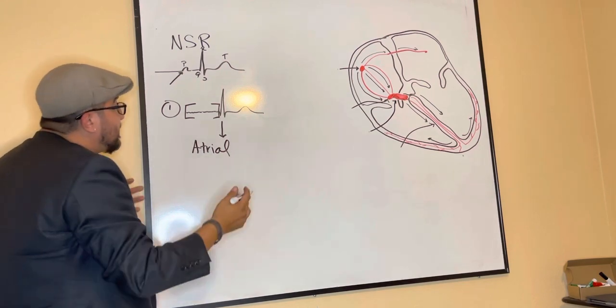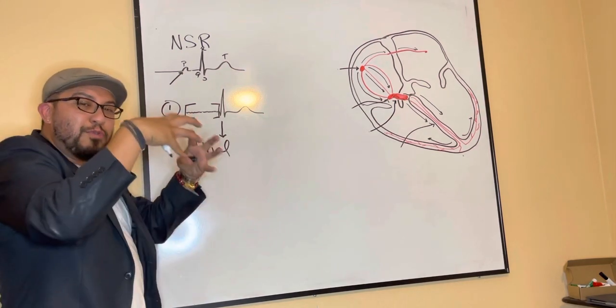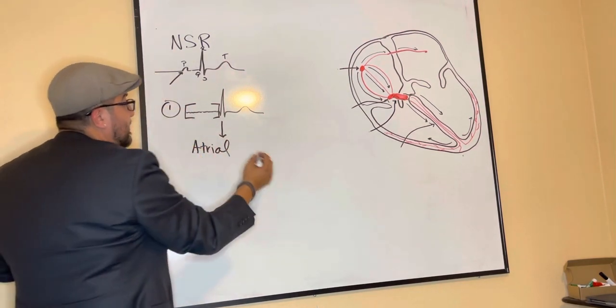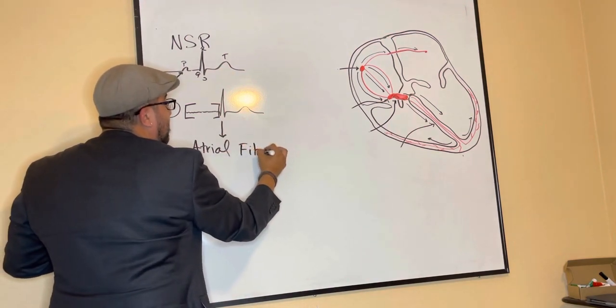Okay? Next thing you have to know is to memorize the abnormal quivering. That's going to be manifested in fibrillation.